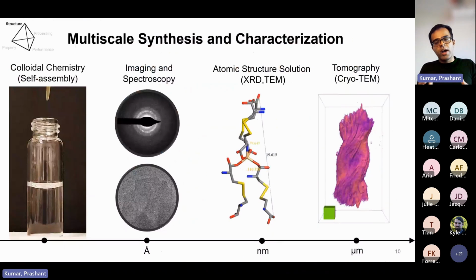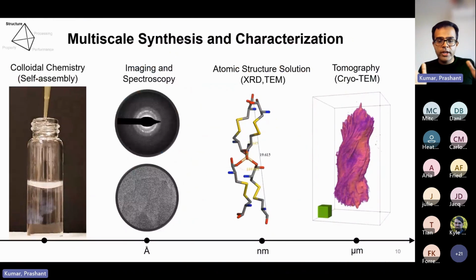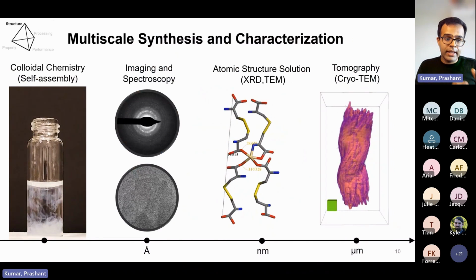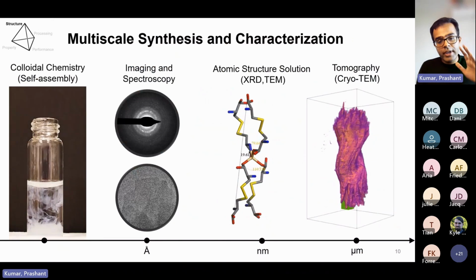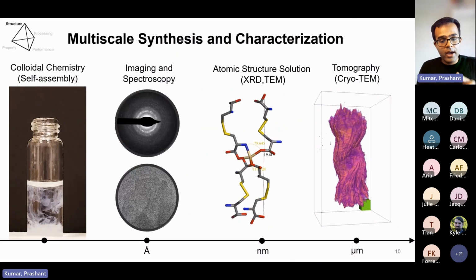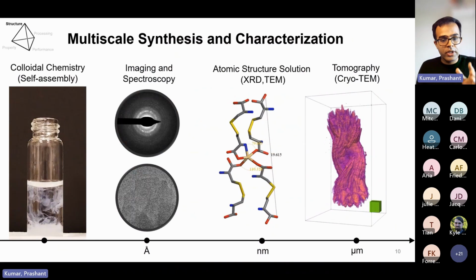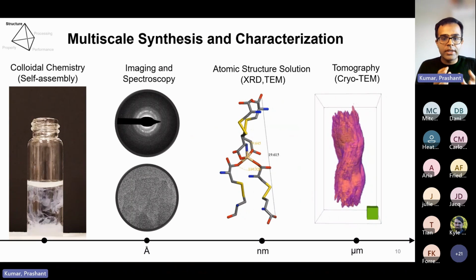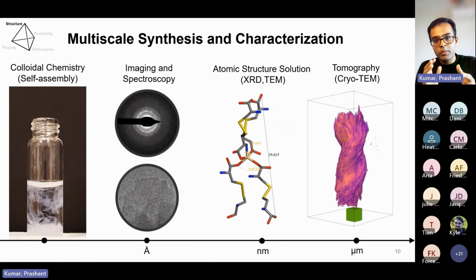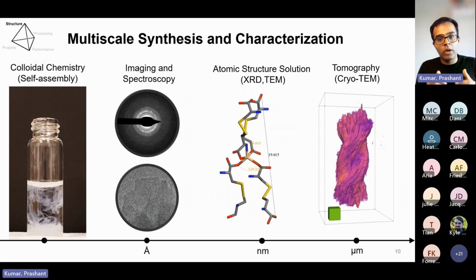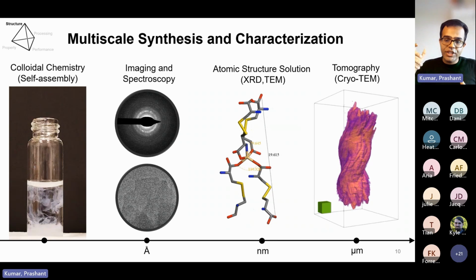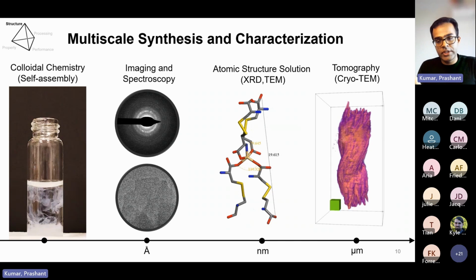So until now, I've told you that there are these 4 different levels of hierarchy, which we are able to achieve within 90 seconds in this system. We have characterized these 4 levels of hierarchy using different techniques. For example, at the angstrom level, we did imaging and spectroscopy, and synchrotron XRD at the nanometer level to find the atomic structure of this material. And then we were also able to reconstruct the entire shape of this material using tomography, which I've shown here on the right.